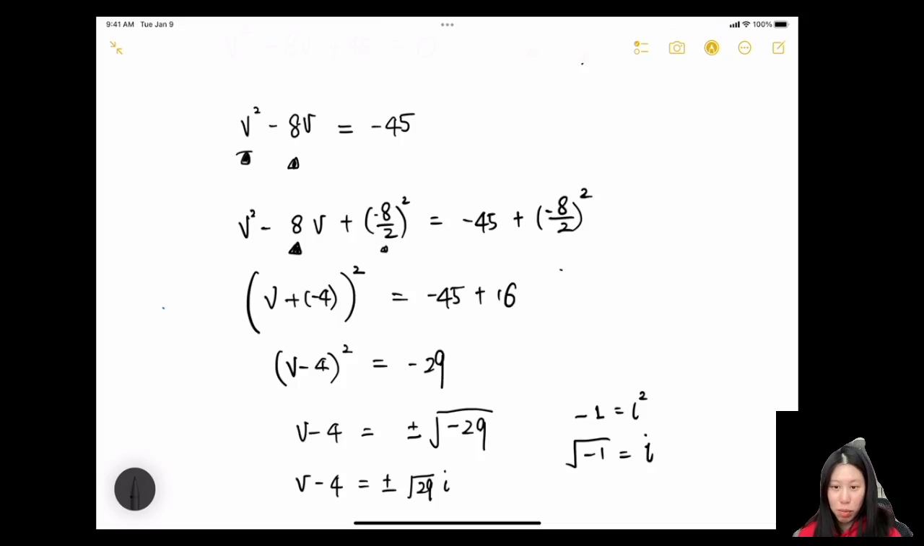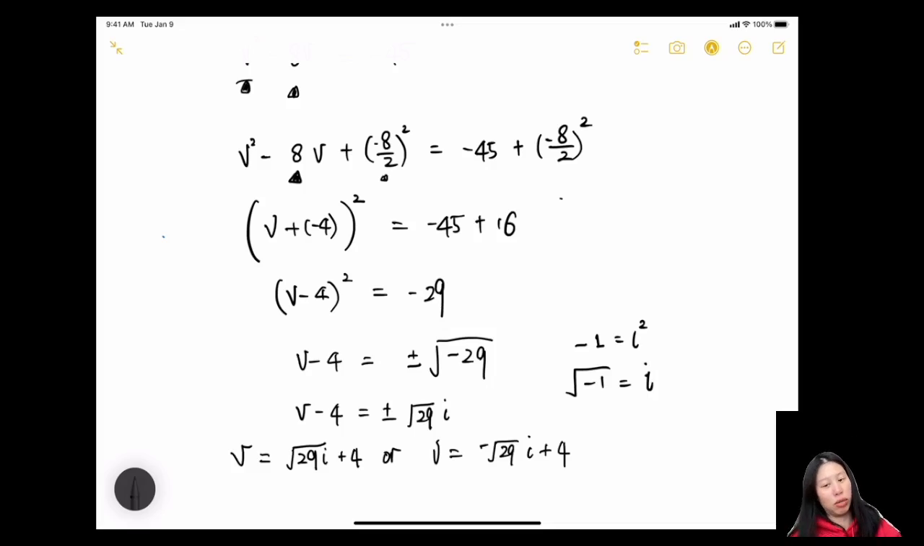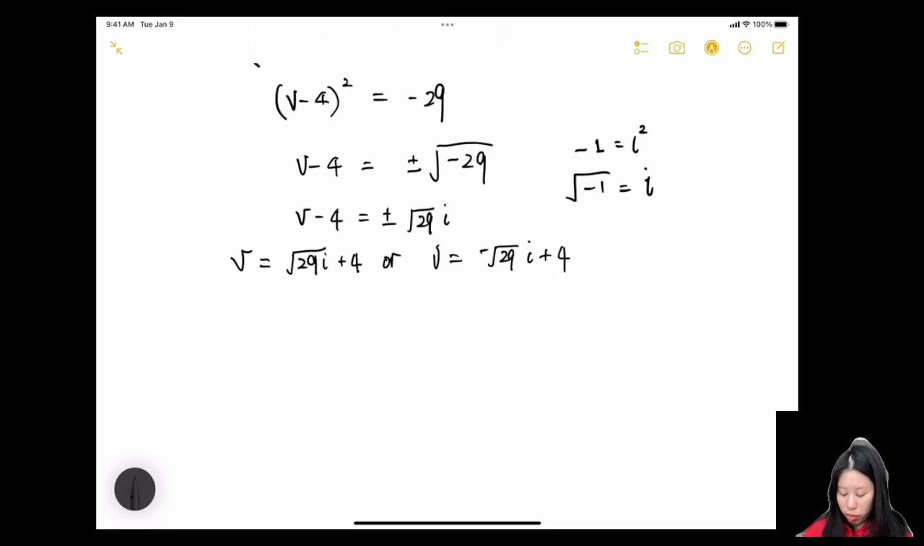It's a complex number. So our v has two possibilities. Either v equals square root of 29 i plus 4, or v equals negative square root of 29 i plus 4, because we have positive and negative. So now let me recap the steps.